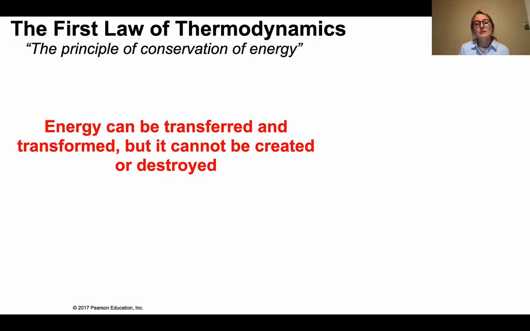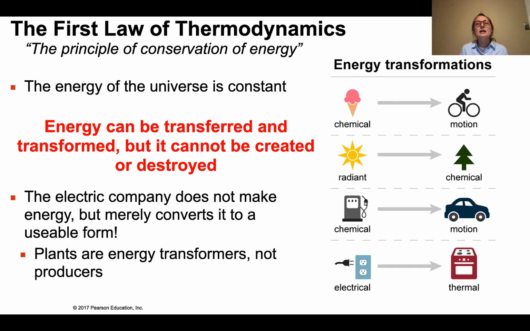So let's talk about the first law of thermodynamics. You'll also hear this called the principle of conservation of energy, because what it says is that energy can be transferred and transformed, but it cannot be created or destroyed. So the energy of the universe is constant. Plants are like energy transformers, not technically producers, which is kind of interesting. The electric company doesn't make energy, but they capture it and convert it to a more usable form.